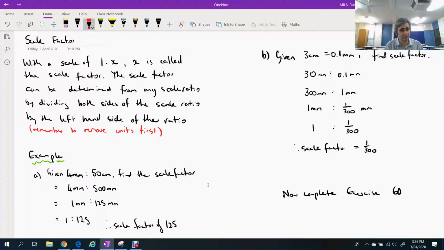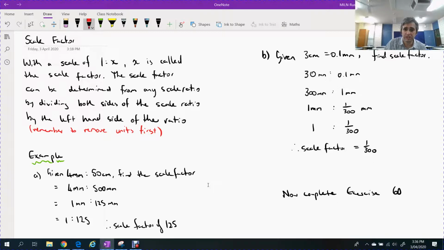We have 4 millimetres is to 50 centimetres. I'm going to convert both of these to millimetres. 4 millimetres is to 500 millimetres. Now I'm going to reduce them both to having a 1 on the left-hand side by dividing both sides by 4. If I divide this side by 4, I'll get 1. If I divide this side by 4, I'll get 125. I've got millimetres on both sides, I can divide them out, and I get left with 1:125. Now this number here becomes the scale factor, and I just write out, therefore the scale factor is 125.